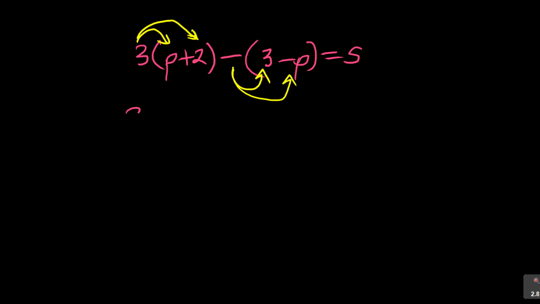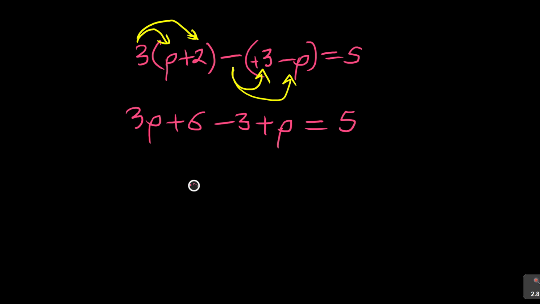3 times p is 3p. 3 times 2, don't say 5, no. 3 times 2 is 6. You are multiplying, you're not adding, please. Then you've got, I told you the negative just interchanges. 3 was positive, is negative 3. p was negative, is positive p. Is equal to what? 5. So you see what it does? It just interchanges the signs, the negative. It's like there is a 1 outside.